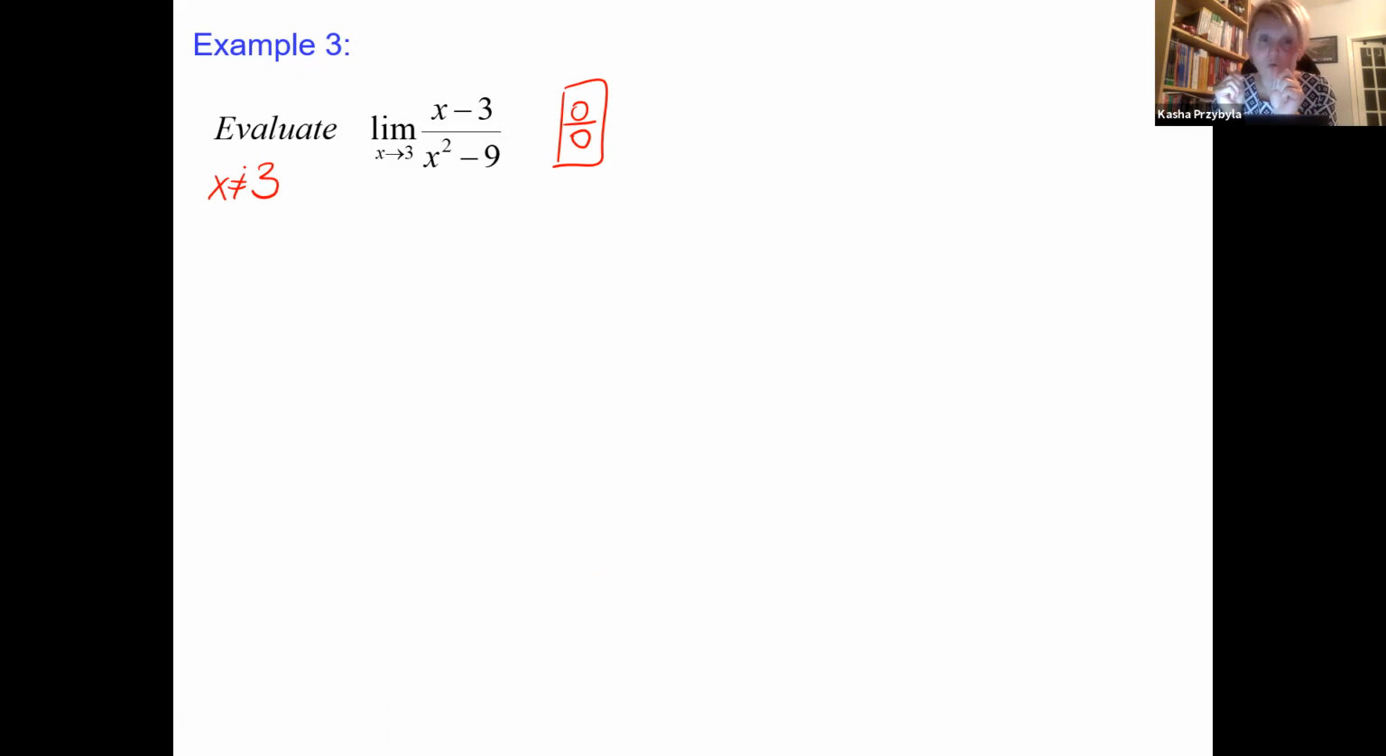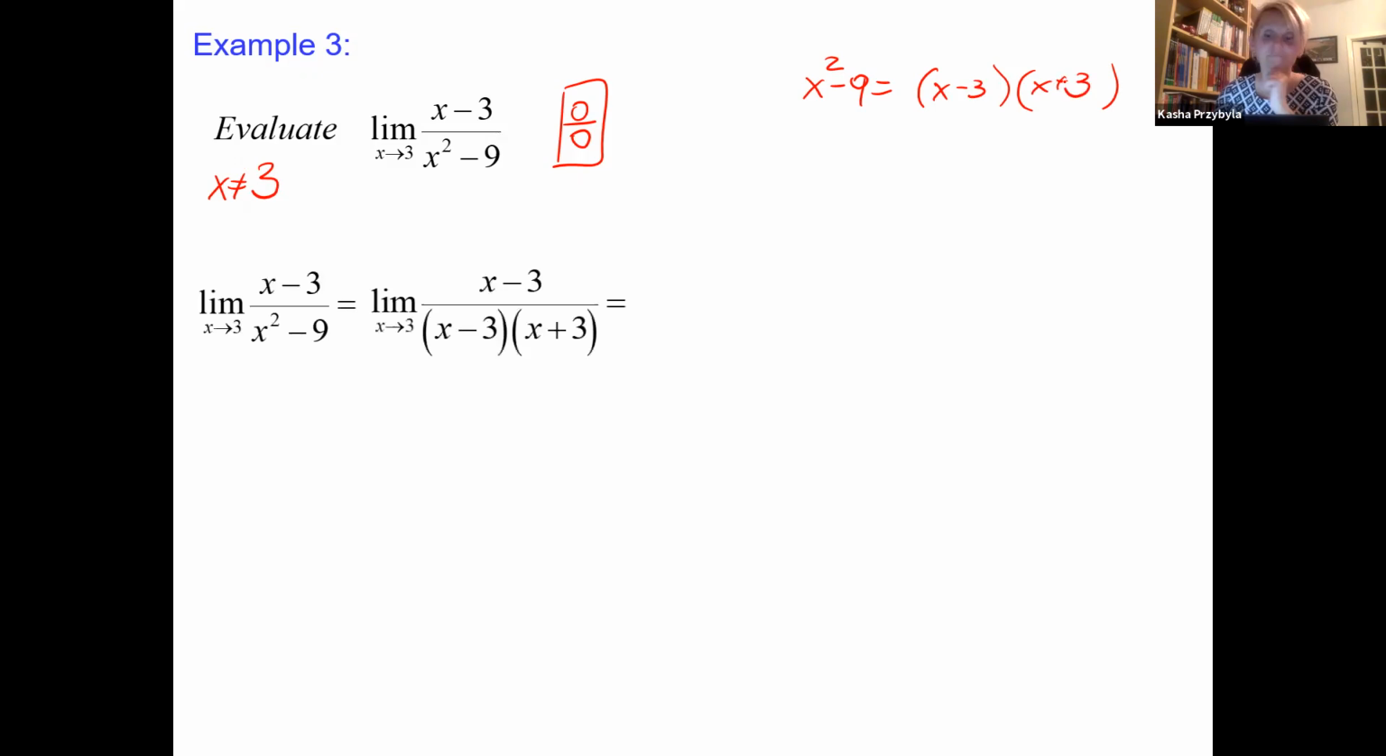That means what we will do, we have to rewrite, find the common factor, the common zero, cancel it out, and then substitute 3. Do you know how we can rewrite this expression? Who can tell me? This one, how can I rewrite? Of course, x minus 3 times x plus 3. And do we see the common factor? That's my zero, that's my problem. And the answer is 1/6.